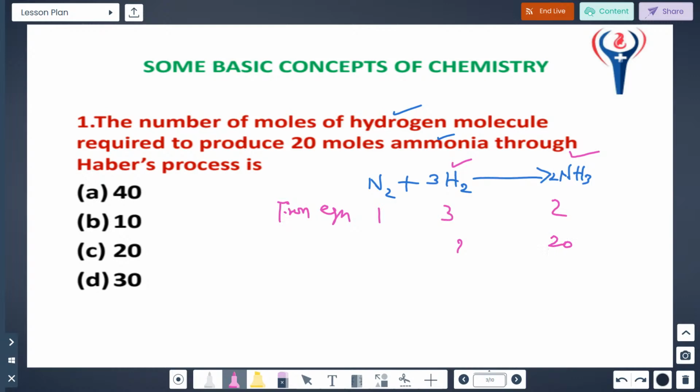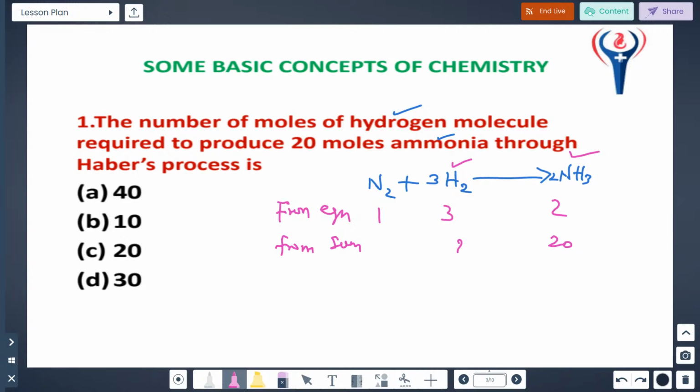Are you following? So from the equation we are getting this information: 1 mole of N2, 3 moles of H2 and 2 moles of ammonia. Now you just compare these 2 only. Don't worry about the nitrogen. Here, 3 moles of hydrogen can produce 2 moles of ammonia. Or we can say it in a different way: 2 moles of ammonia is obtained from 3 moles of hydrogen. Therefore, 20 moles of ammonia is obtained from how much?